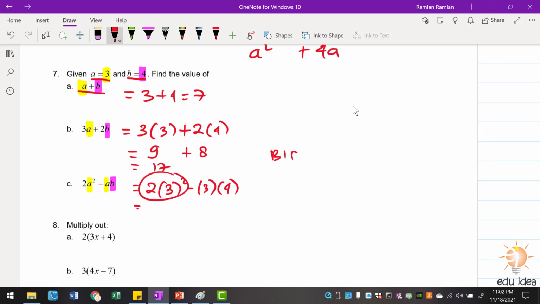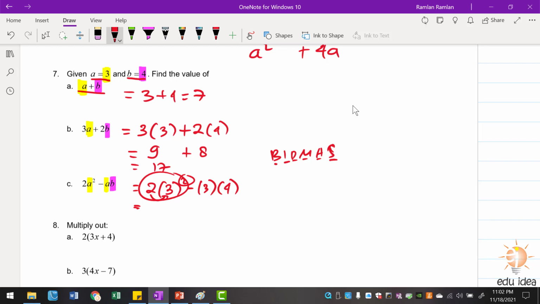For this one, remember the BIDMAS concept, right, guys? When you do mathematical operations, you do brackets first, then index, then division, multiplication, addition, subtraction. So in here we have a bracket, and in the bracket we have an index, so we do that first. Don't mix up, so you don't multiply 2 by 3 first because we have an index. So we are going to do the index first.